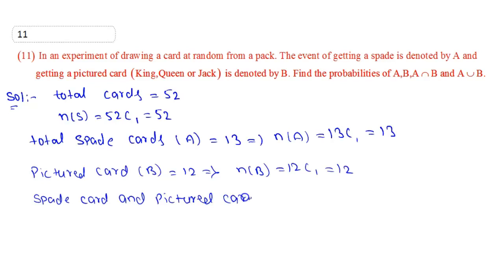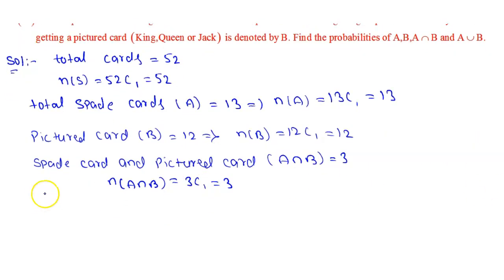Spade card and picture card. Thus, that is nothing but A intersection B. Here, spade card and picture cards, how many are there? 3. So, here n of A intersection B is equal to 3C1, that is equal to 3. Right? So, here we need to calculate all the values.